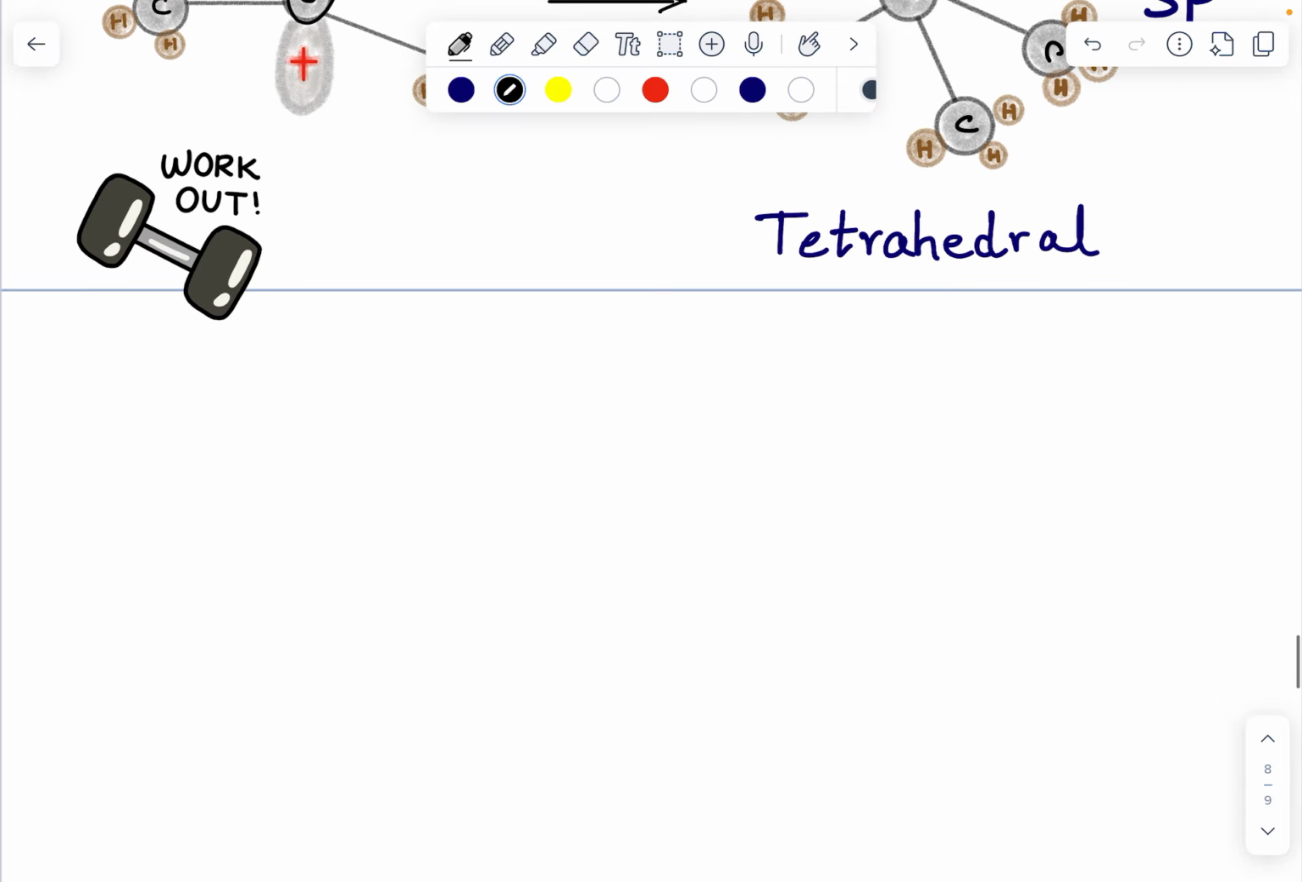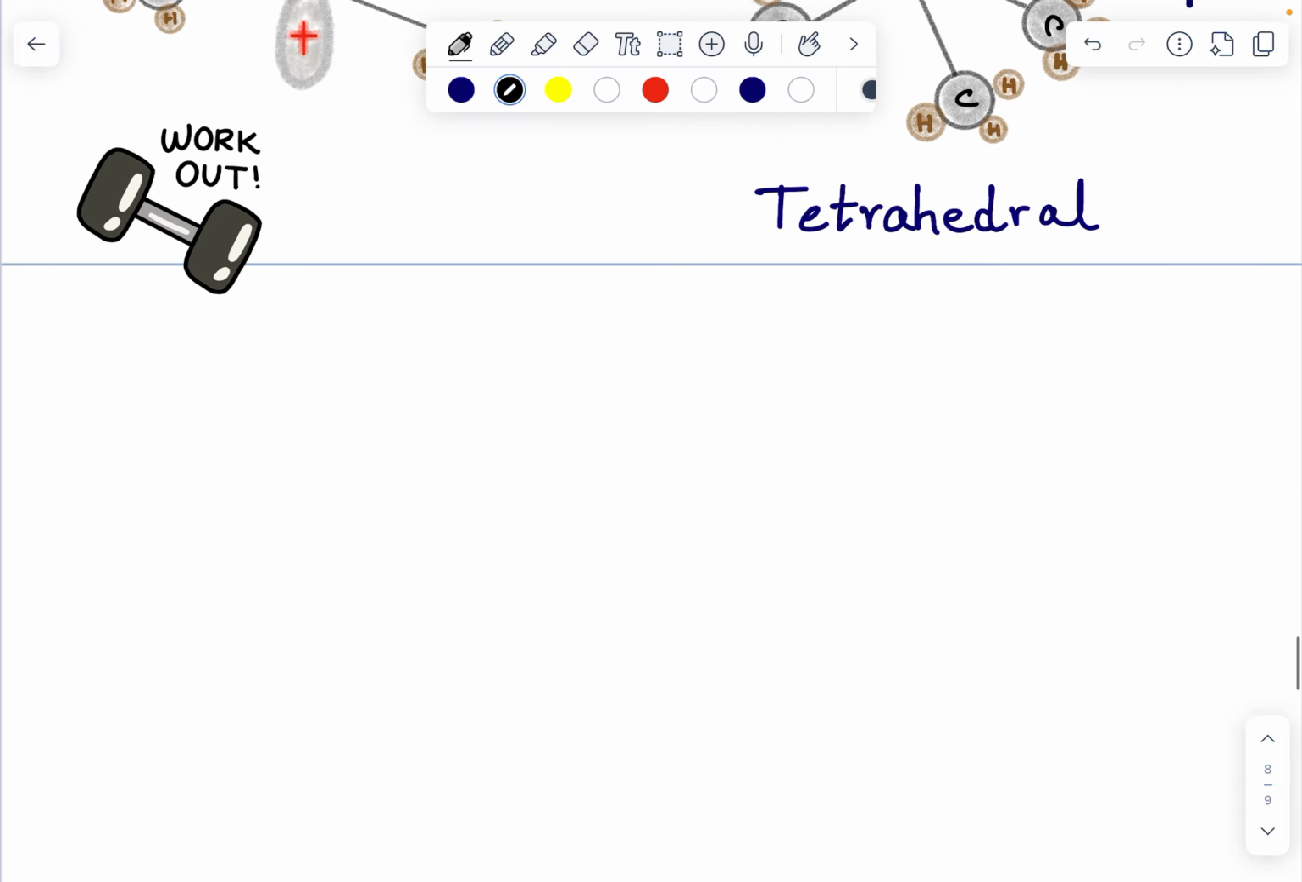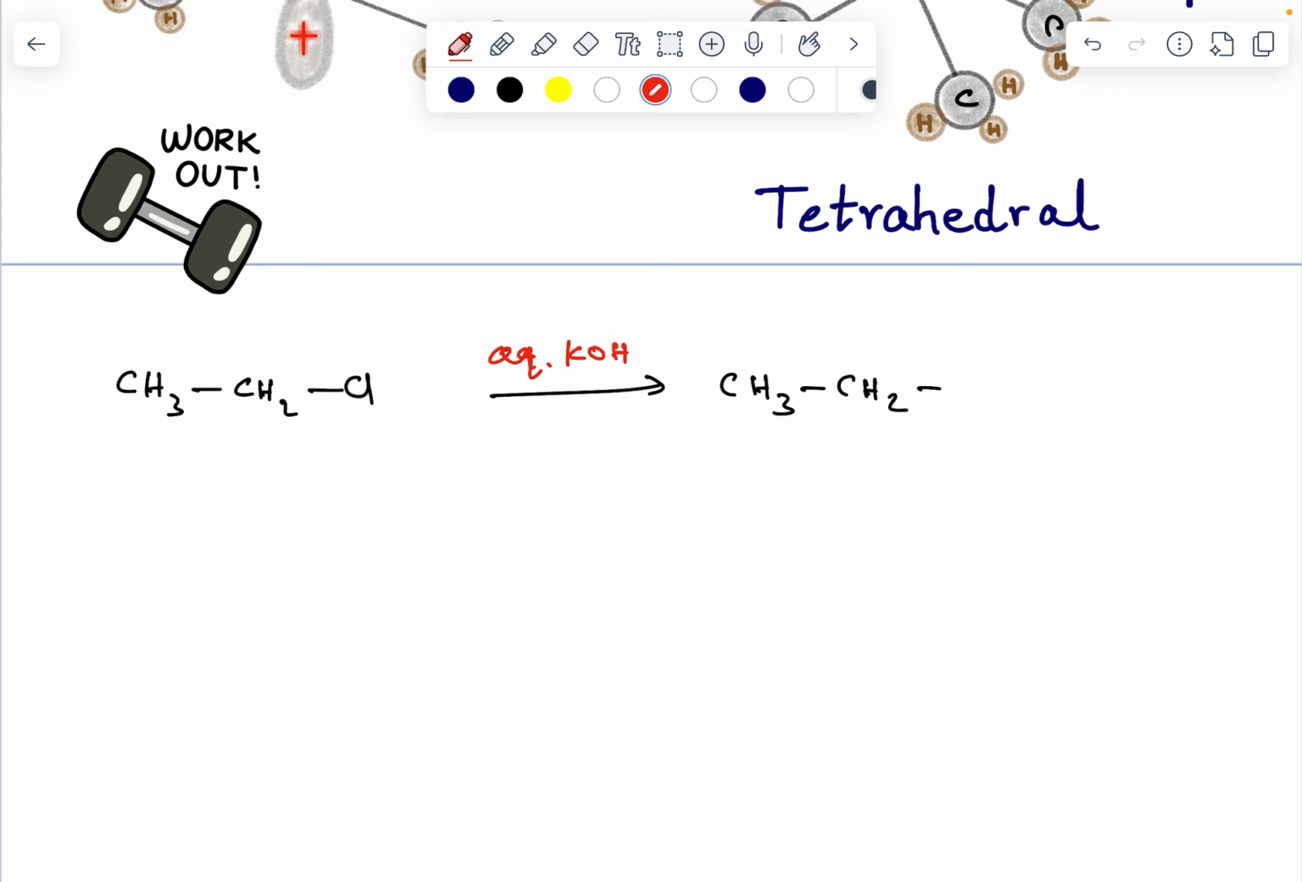So let me work out some basic examples. Here I have ethyl chloride. This ethyl chloride I treated with aqueous KOH, aqueous potassium hydroxide. Now what will happen? I am going to get ethanol. So ethyl chloride is converted into ethanol, and the byproduct will be KCl.